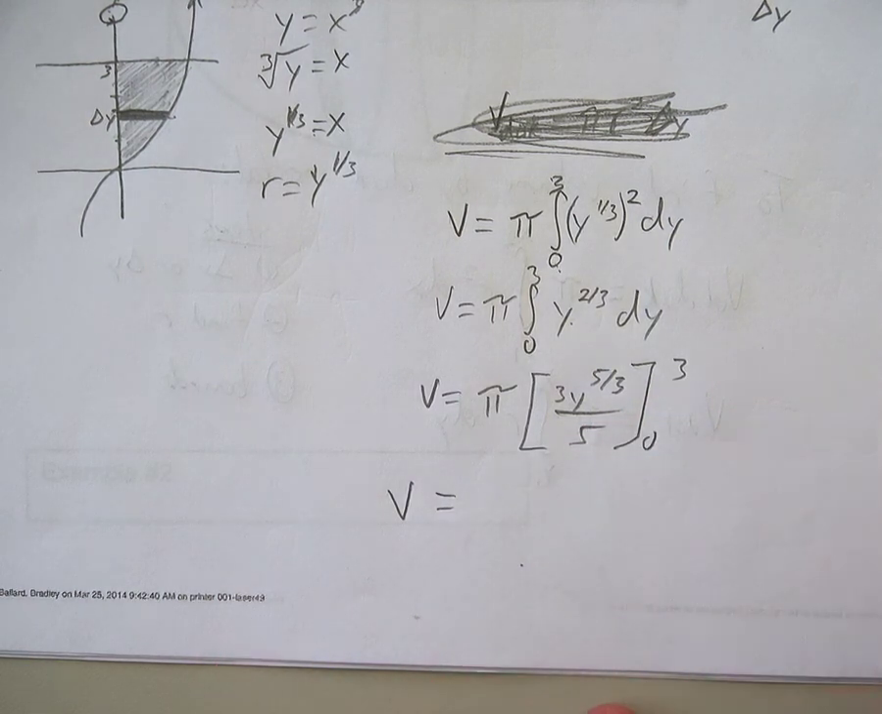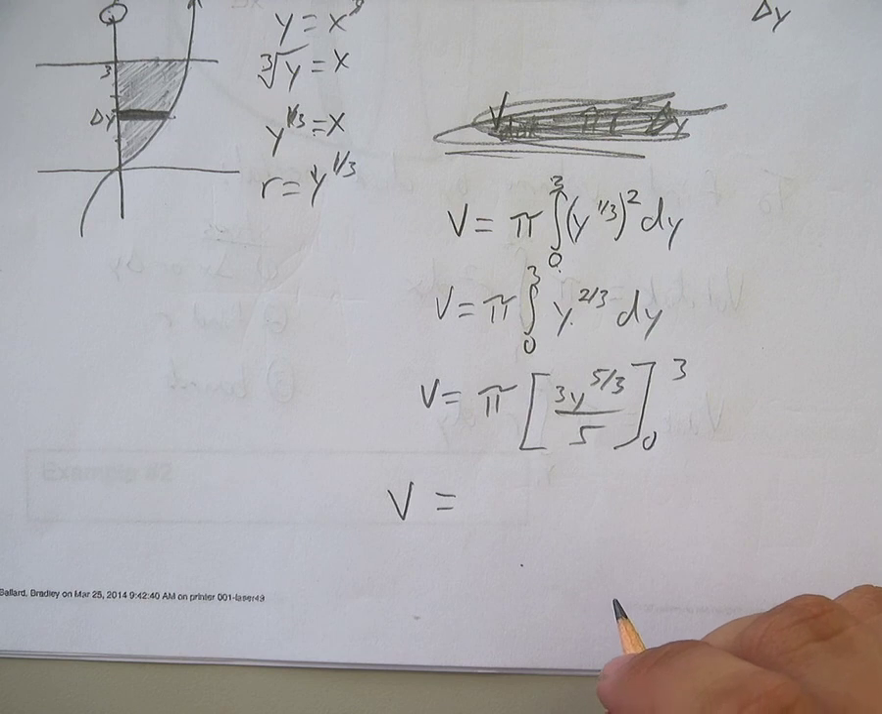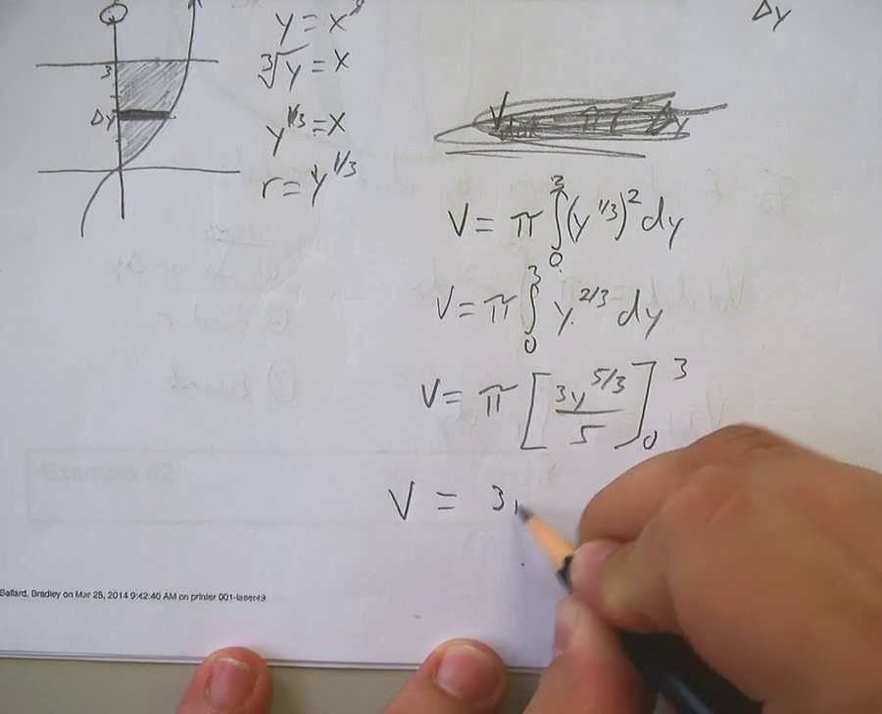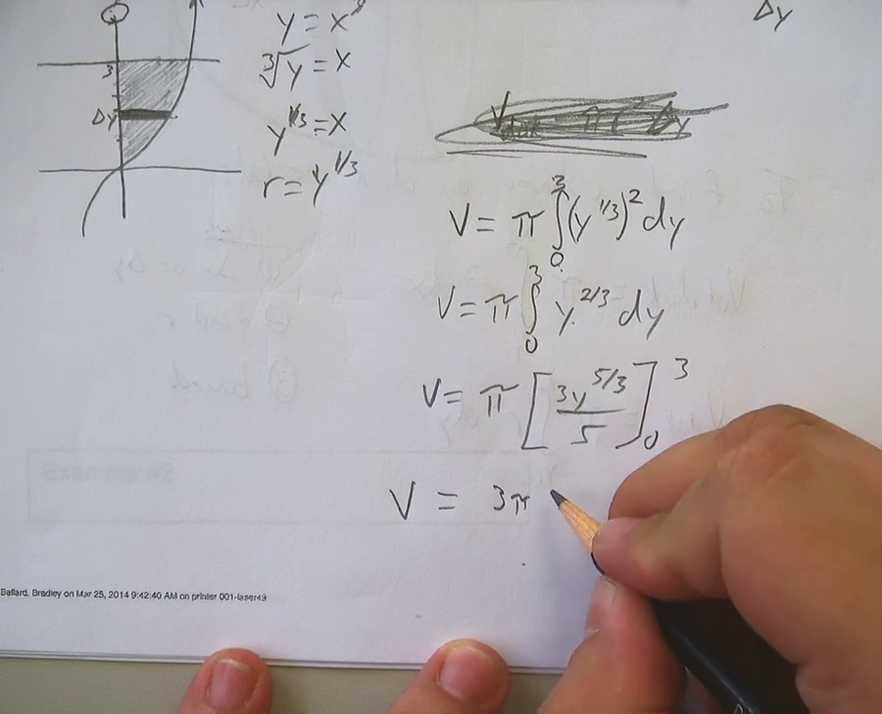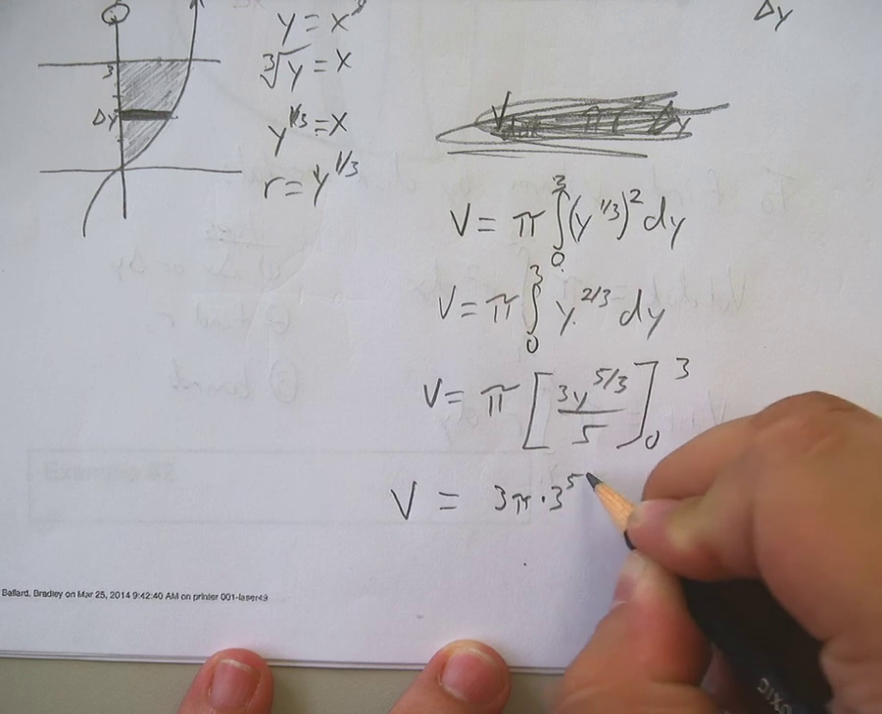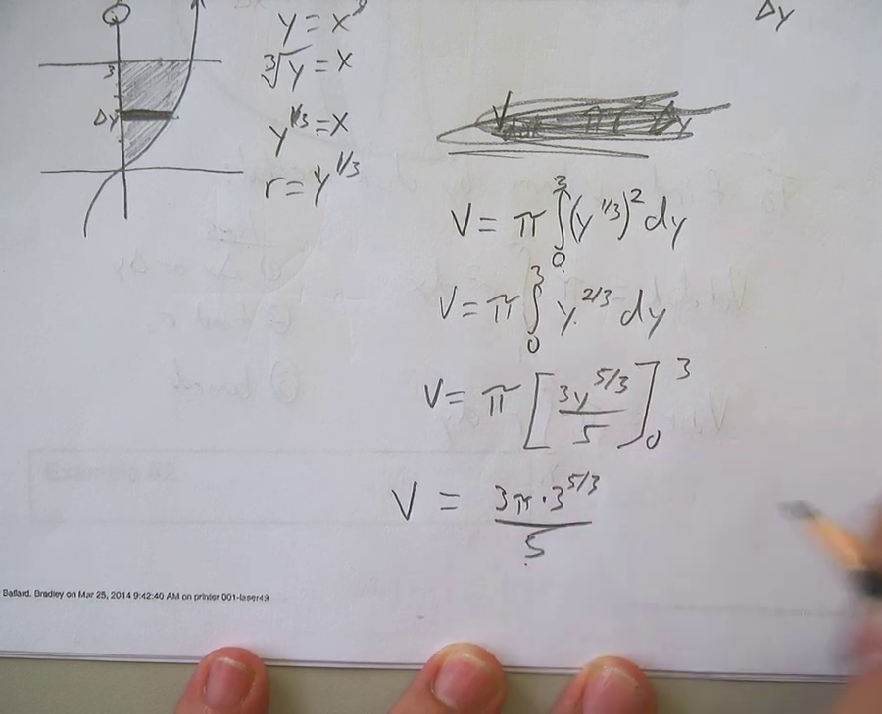So your volume, you throw a 3 in there. Goodness. 3 to the 5th, the cube root of that. You could do an approximation. If it's the AP exam, here's what I would write down: 3 pi times 3 to the 5/3 over 5.